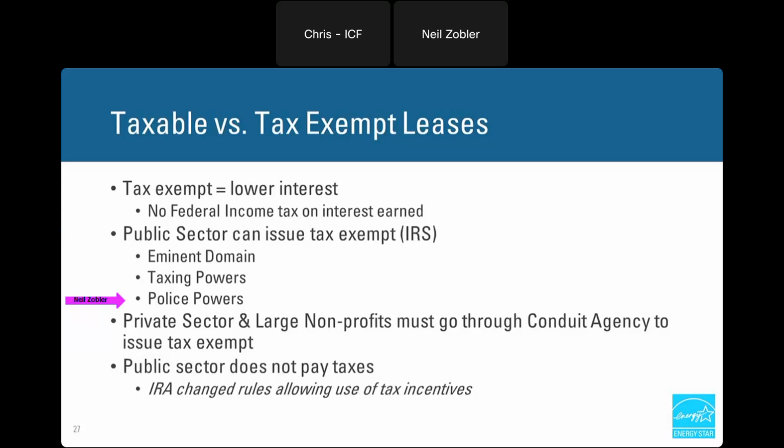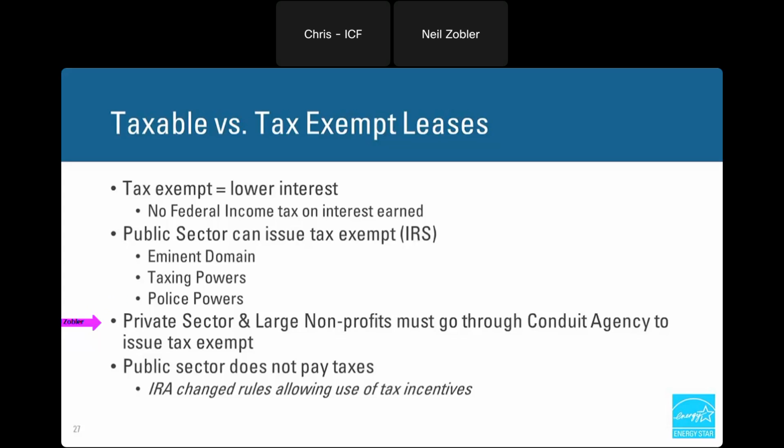What happens if you declare tax-exempt status and the courts decide that you did not warrant it? Guess what? The lender is going to recalculate the loan, the obligation, and you're going to be responsible for making up the difference between a tax-exempt rate and a taxable rate. So you really want to be careful to be in compliance with that. However, you don't have to be a public sector organization. Private sector and large nonprofits can go through a conduit agency to issue tax-exempt obligations.